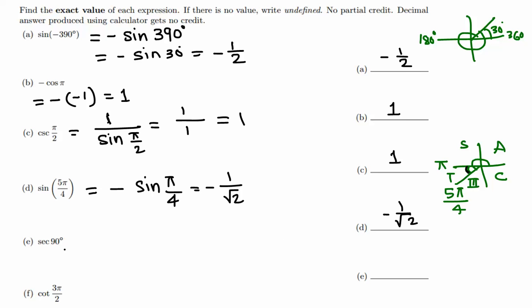Secant 90 degrees. Secant is the reciprocal of cosine, and 1 over cosine 90 degrees is 1 over 0, and 1 over 0 is undefined, so this is undefined.